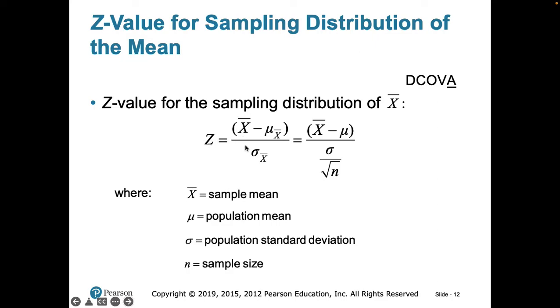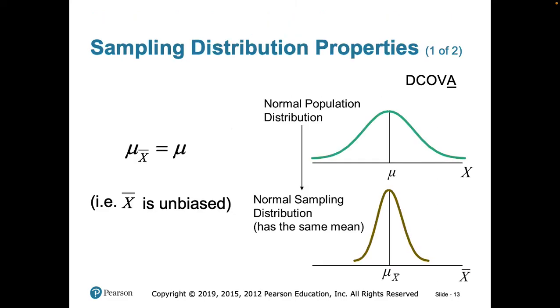The formula to transfer X values into Z values is pretty much the same. You subtract your population mean from the sample mean, and then you divide that by the standard deviation divided by the square root of your sample size. And this is what we mean here.